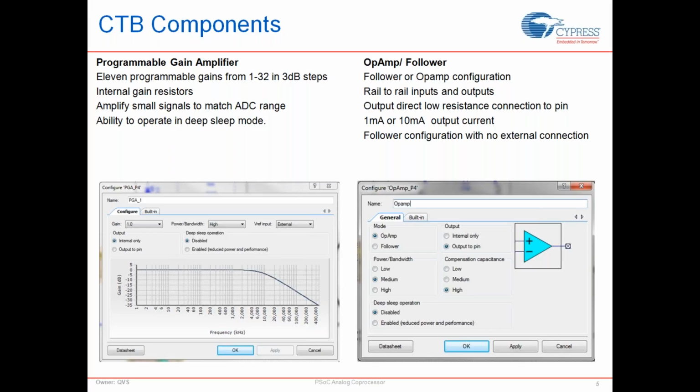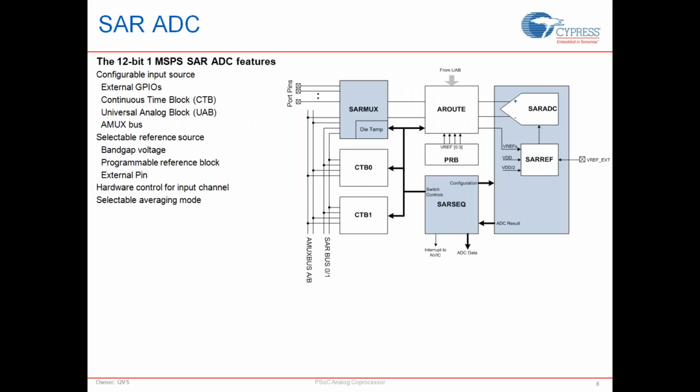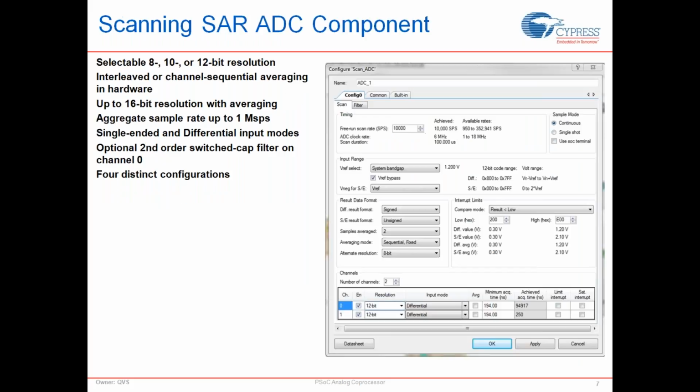All the other parameters in the op-amp follower component are similar to the PGA and have a similar effect on the block. So that's the CTB and the different components you have for the CTB. I'm going to move on to the SAR ADC.